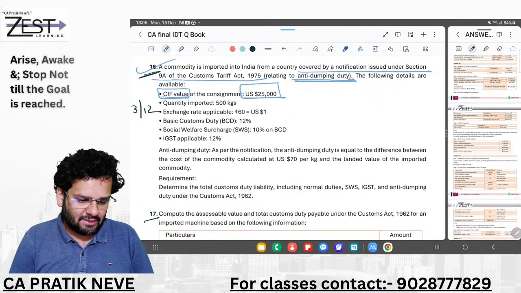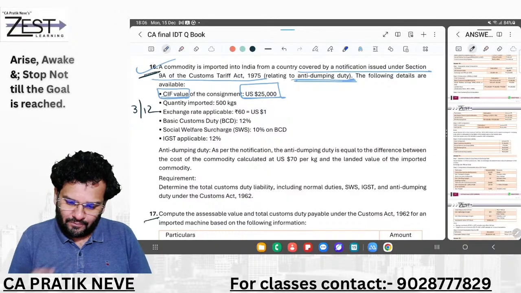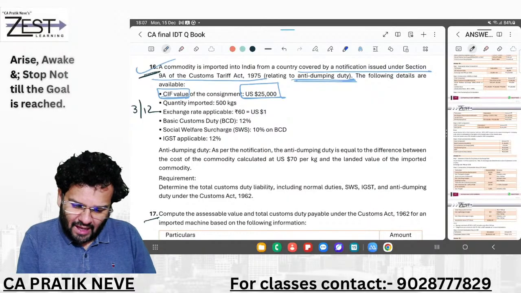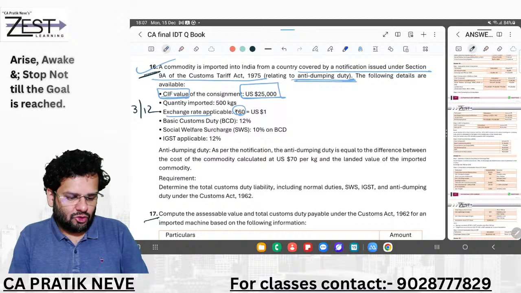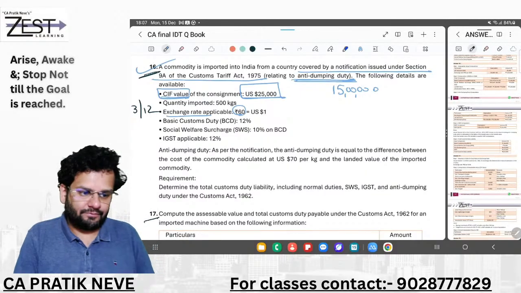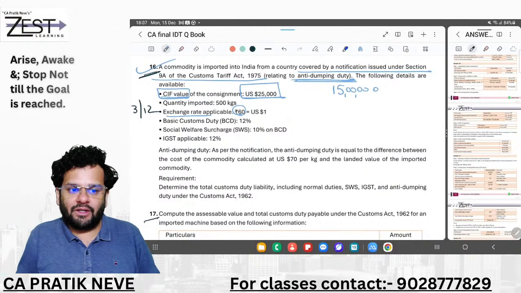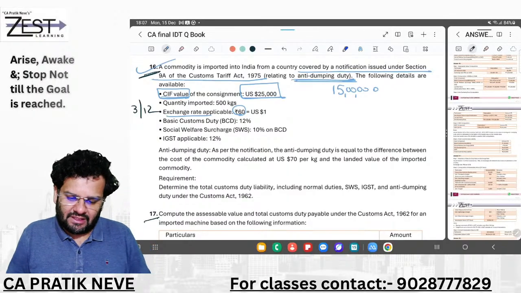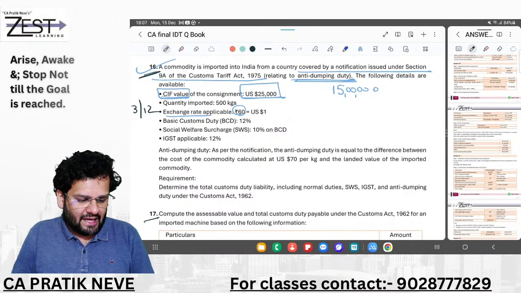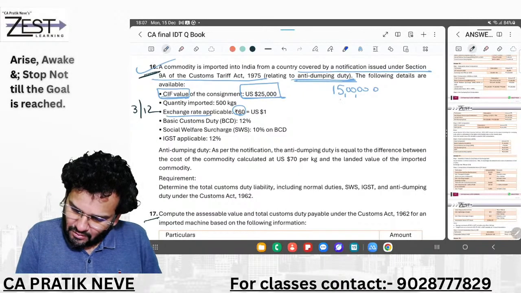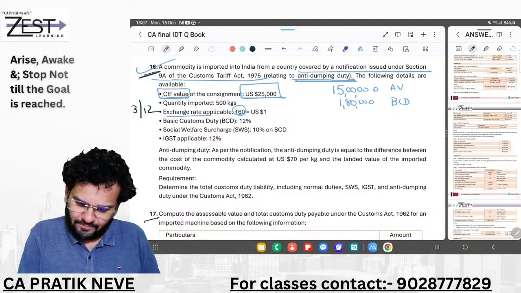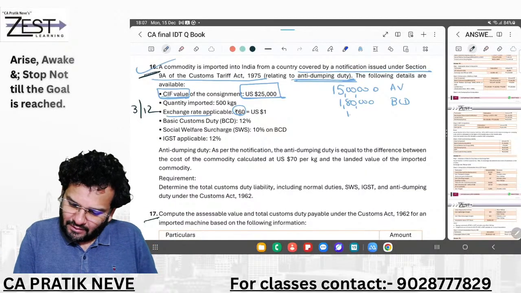So this actually is your assessable value. 25,000 into whatever is the rate of exchange given. Applicable exchange rate is rupees 60. So 25,000 into 60, 15 lakh rupees is the assessable value. Quantity imported is 500 kgs. Basic custom duty is 12%. So 15 lakh into 12%, 1,80,000 is basic custom duty. SWS is 18,000.